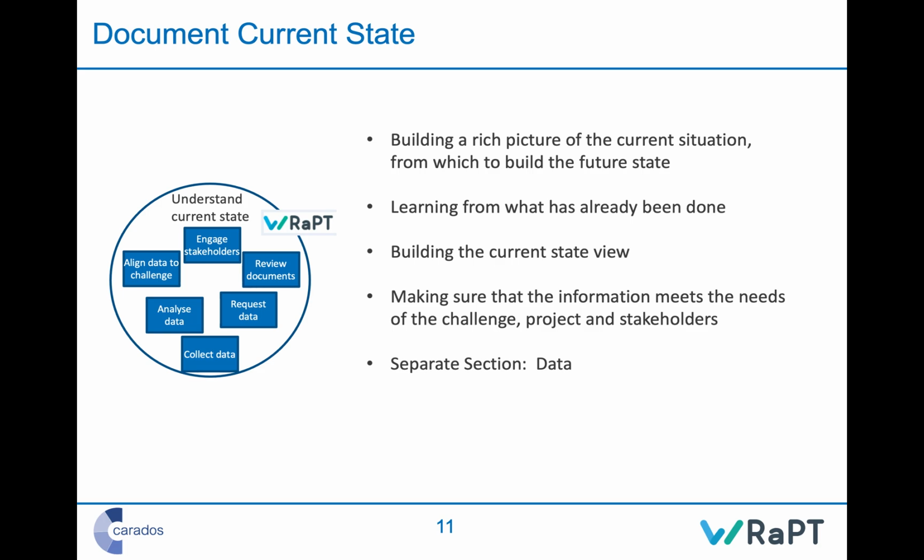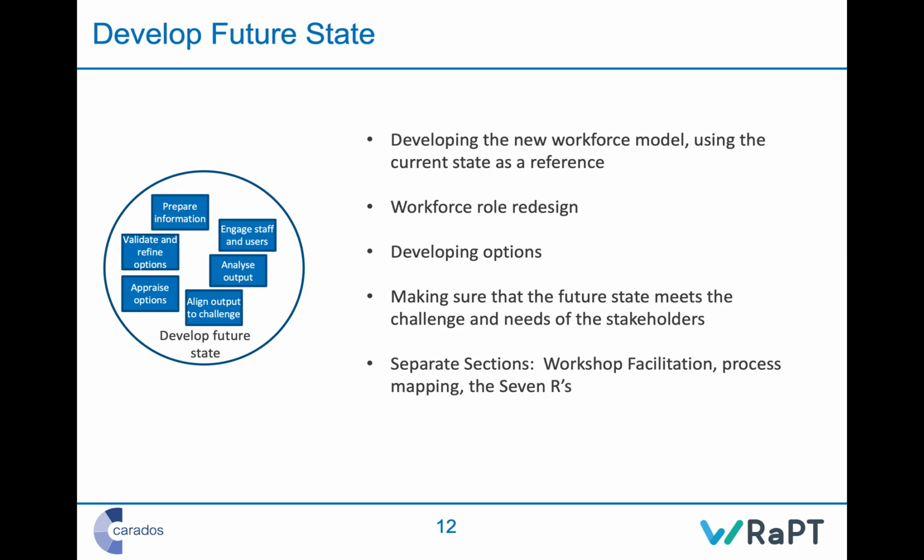So documenting the current state, understanding the current state, absolutely critical. Third, another important one, I mean, let's face it, this is the brass ring. What we're in it for is coming up with the future state.